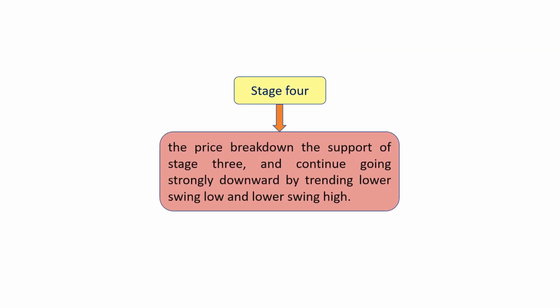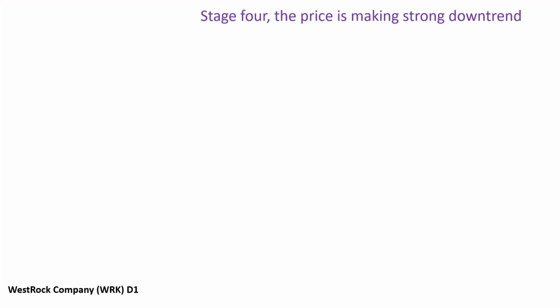Stage 4, the price breaks down the support of stage 3 and continues going strongly downward by trending lower swing low and lower swing high. Stage 4, the price is making a strong downtrend.